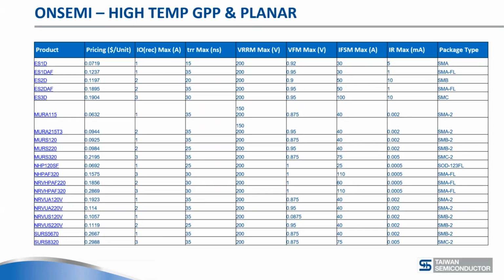The reason, or how you can do this, the trick is very simple. To obtain a fast recovery time of, let's say, 25 nanoseconds, you need to add platinum to the device. That's one of the process steps. If you add more platinum, the VF goes up. If you add less platinum, the VF doesn't go up. And as a result, a 35 nanosecond diode may have a better VF than a 25 nanosecond diode. So this is some of the background of ONSEMI, where there is a mixture of GPP and planar products.